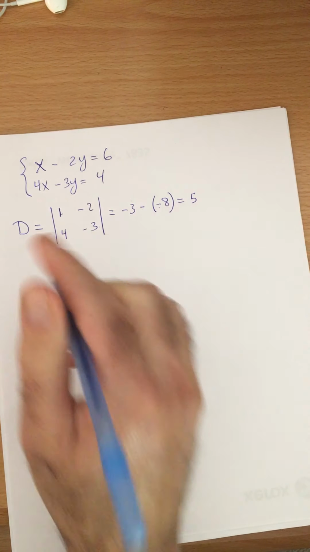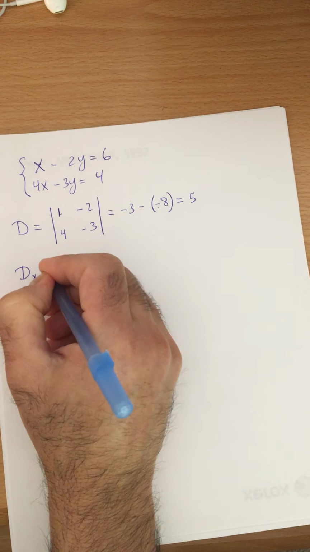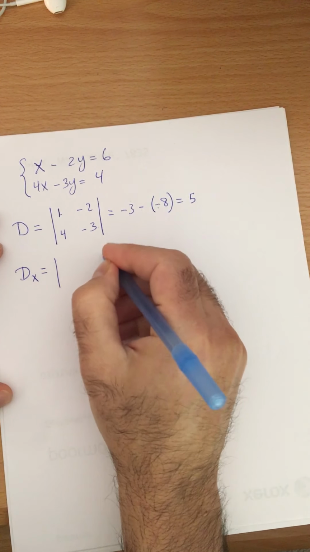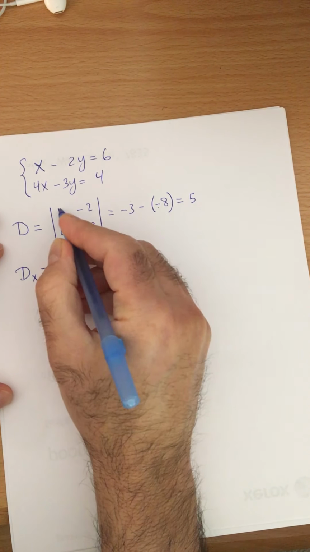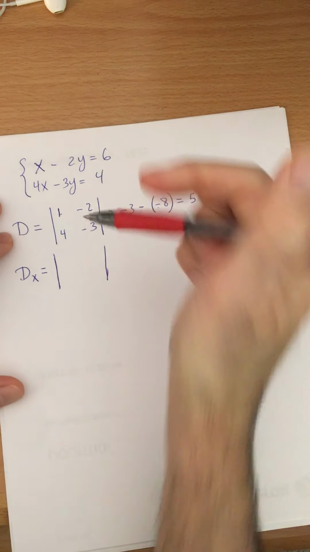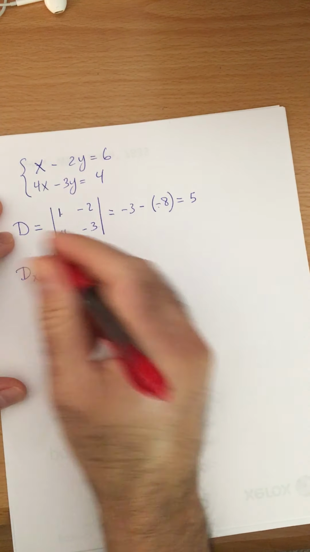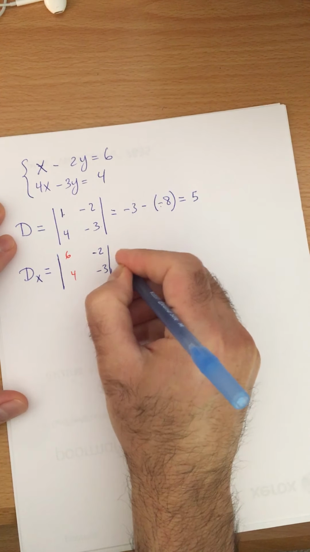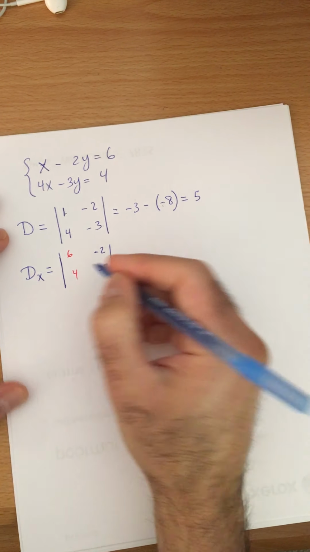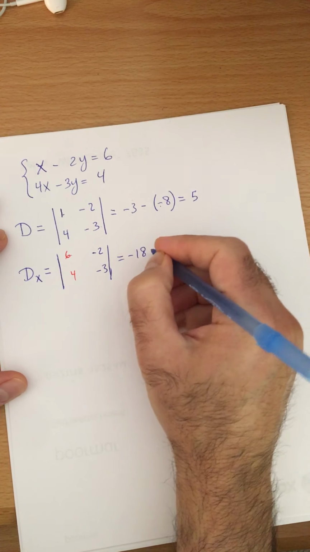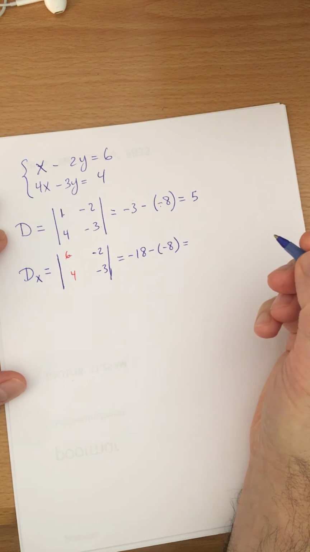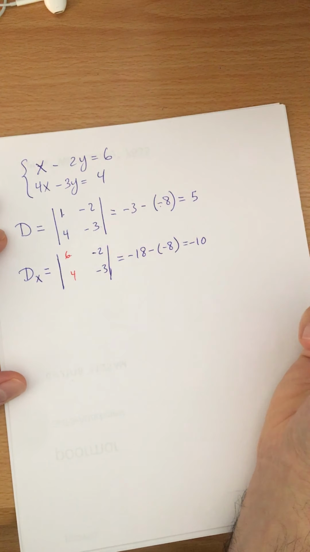Okay. Then I want to evaluate D of x. So what does that mean? That means you take these numbers out and replace them by these constants. So 6, 4, and then the y values stay the same. I mean, the coefficients for the y stay the same. Now evaluate that determinant. So that's negative 18 minus negative 8, which gives you positive 8. That gives you a negative 10, correct?